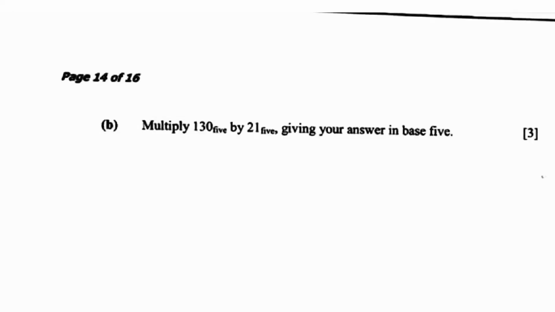And question 7B reads, multiply 130 base 5 by 21 base 5, giving your answer in base 5.